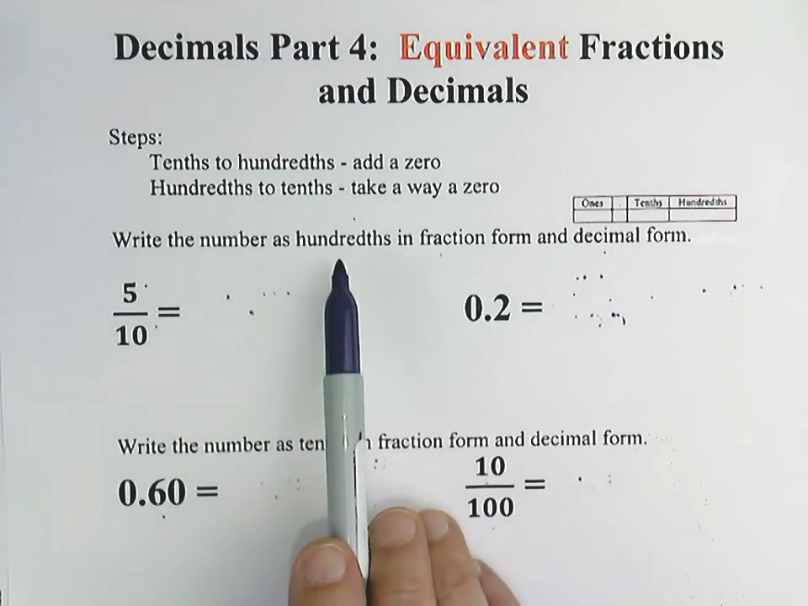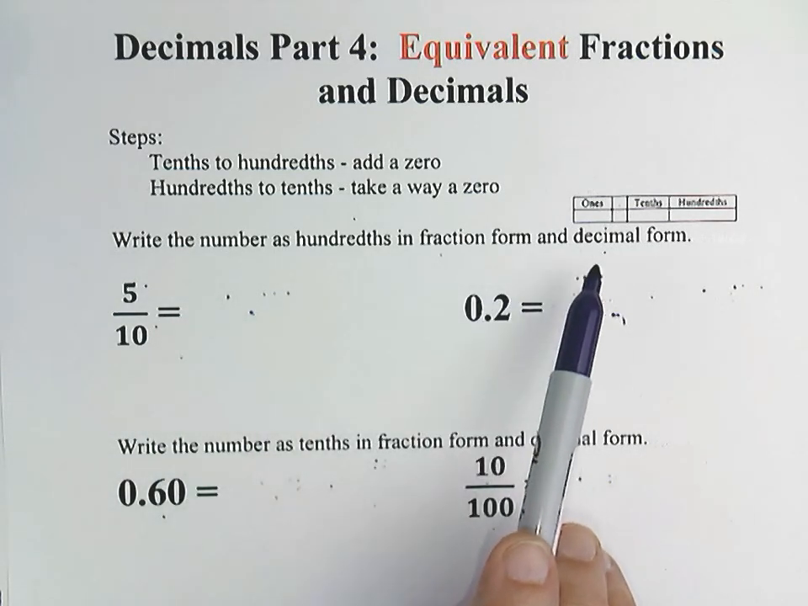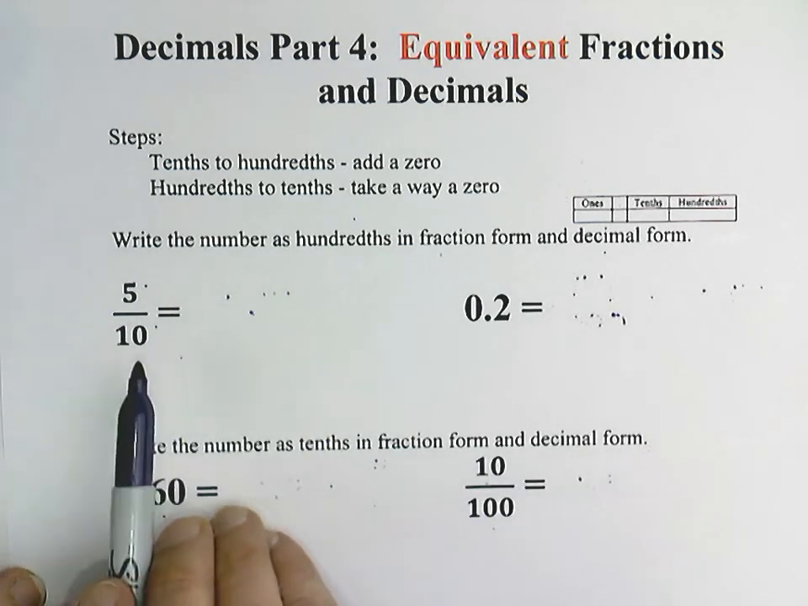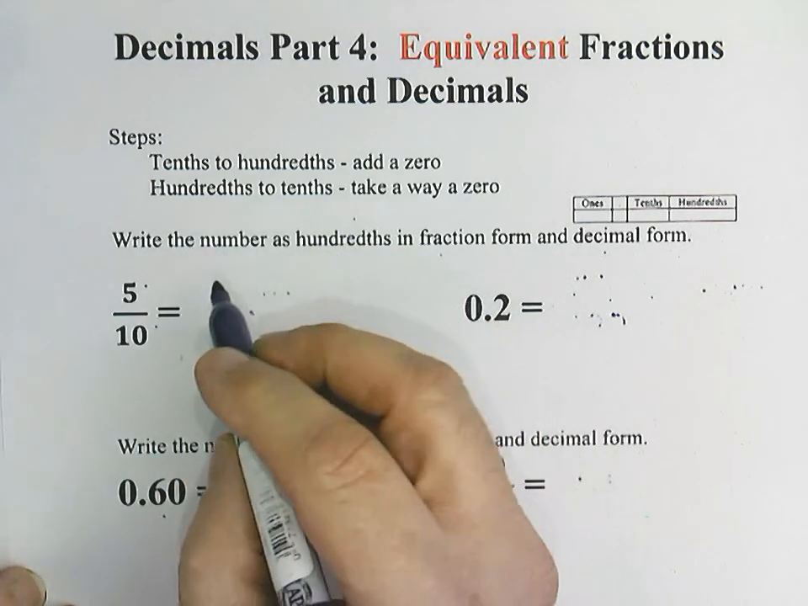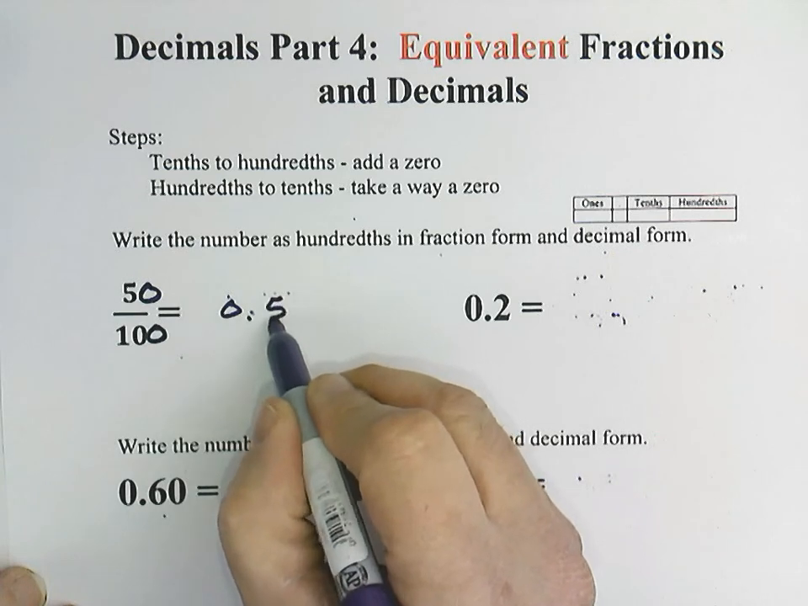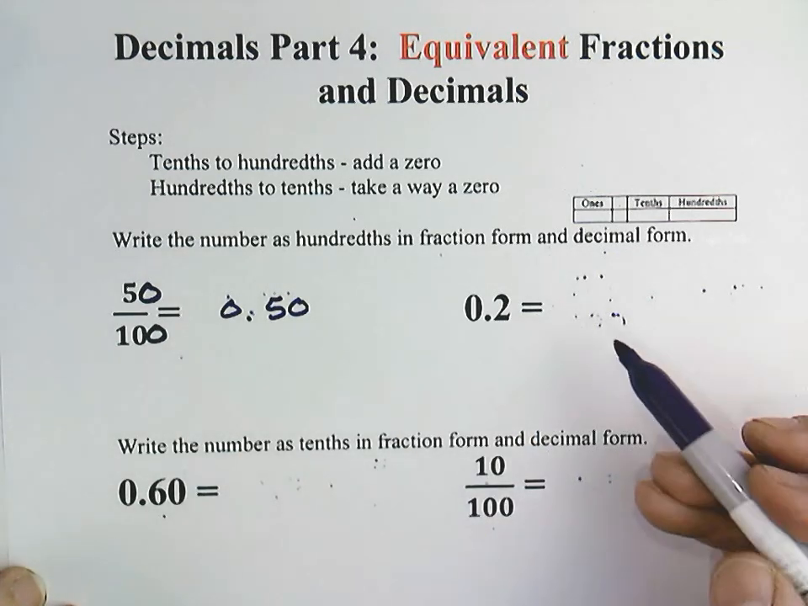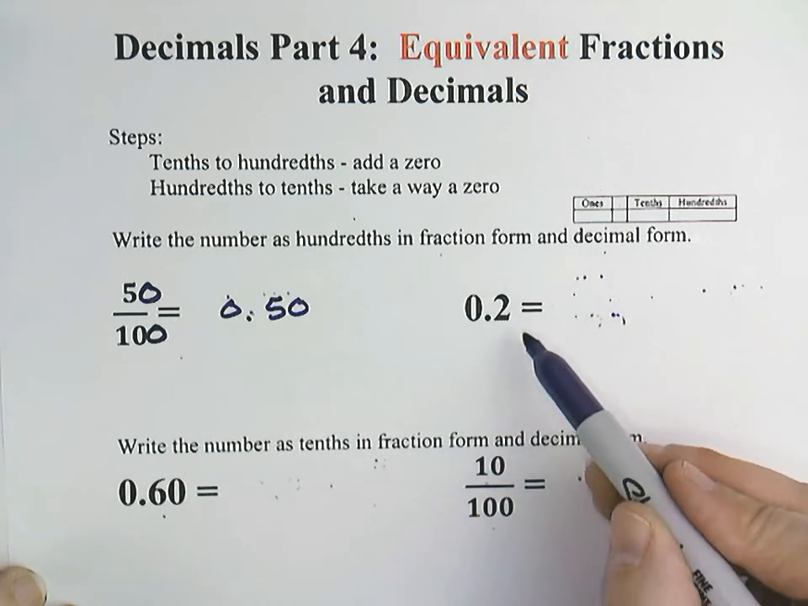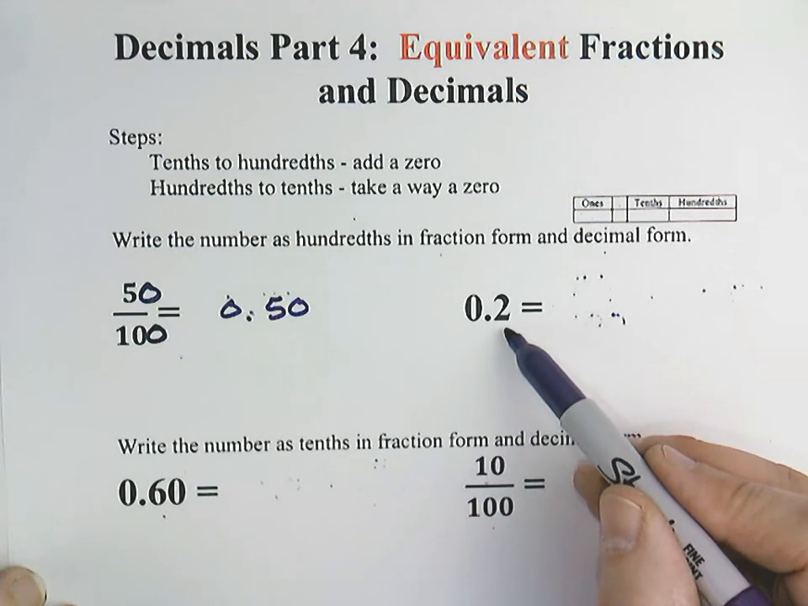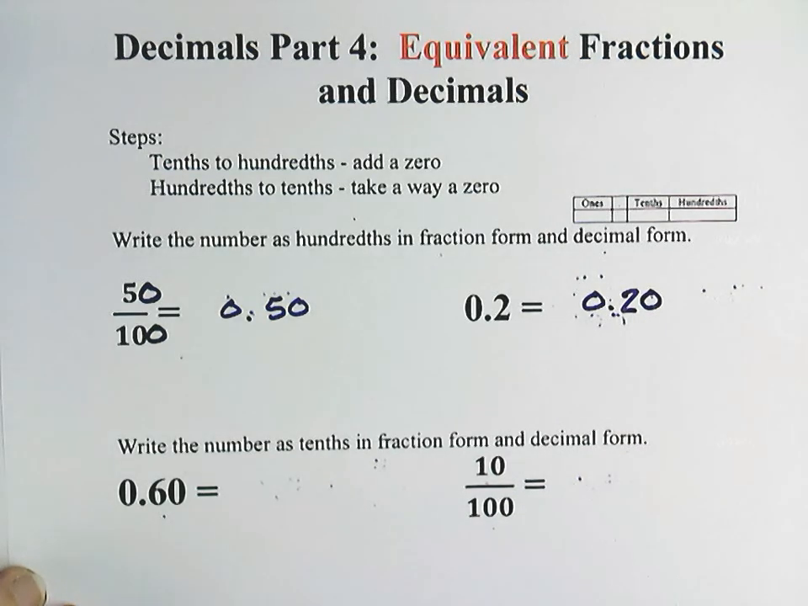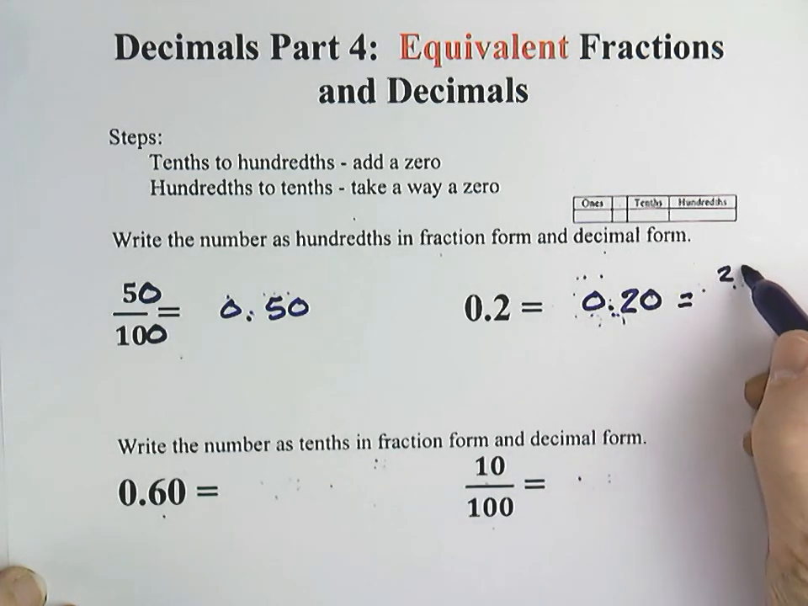Up here it says write these two as hundredths in fraction and decimal form, and down here you want to go to tenths. Okay, how'd you do? All right, 5/10ths to go to hundredths, we add a zero, and what we do on the bottom, we must add a zero on top, and then in decimal form, like that. Here we have decimal form in tenths, and what we want to do is go into hundredths, so I would just add a zero, and that would be 20/100ths, and then if I wanted to write that in fraction form, that would be 20/100ths.